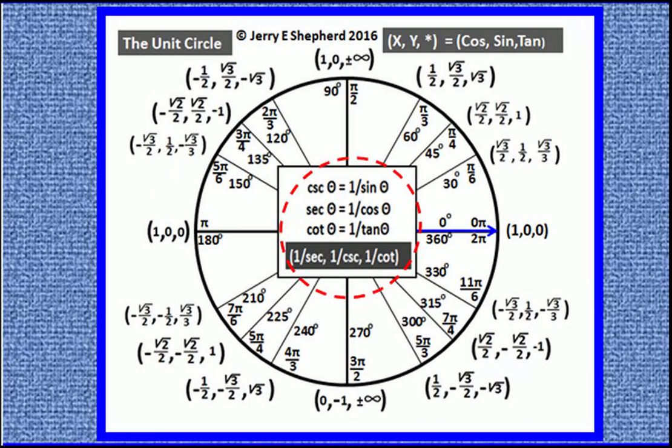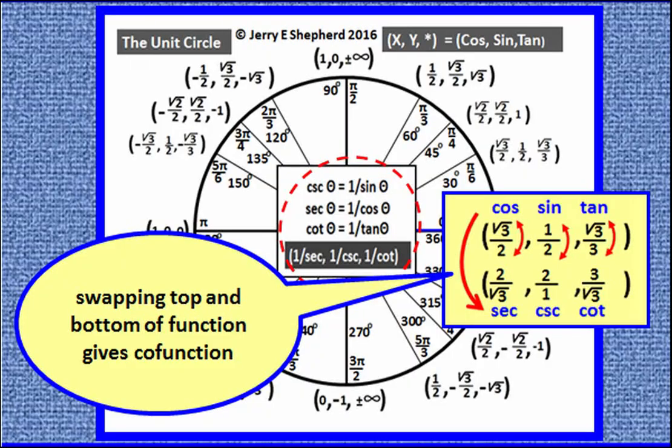To complete the modification, I included a reminder that the cosecant, secant, and cotangent are simply the reciprocals of the sine, cosine, and tangent. If you swap the numerator and denominator of the cosine, sine, or tangent, you get the secant, cosecant, or cotangent, respectively.